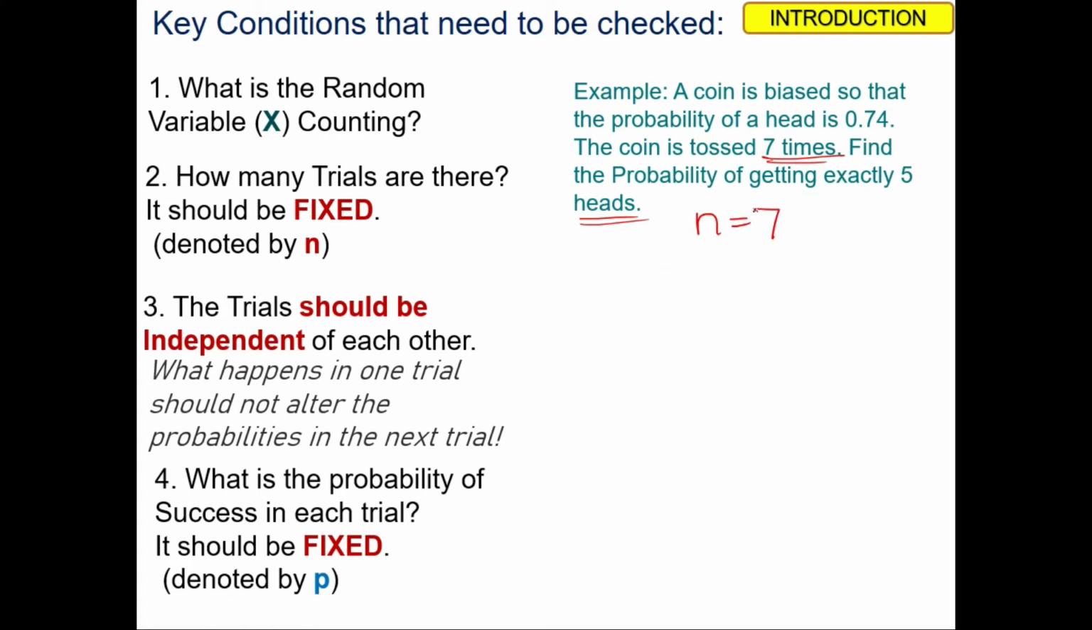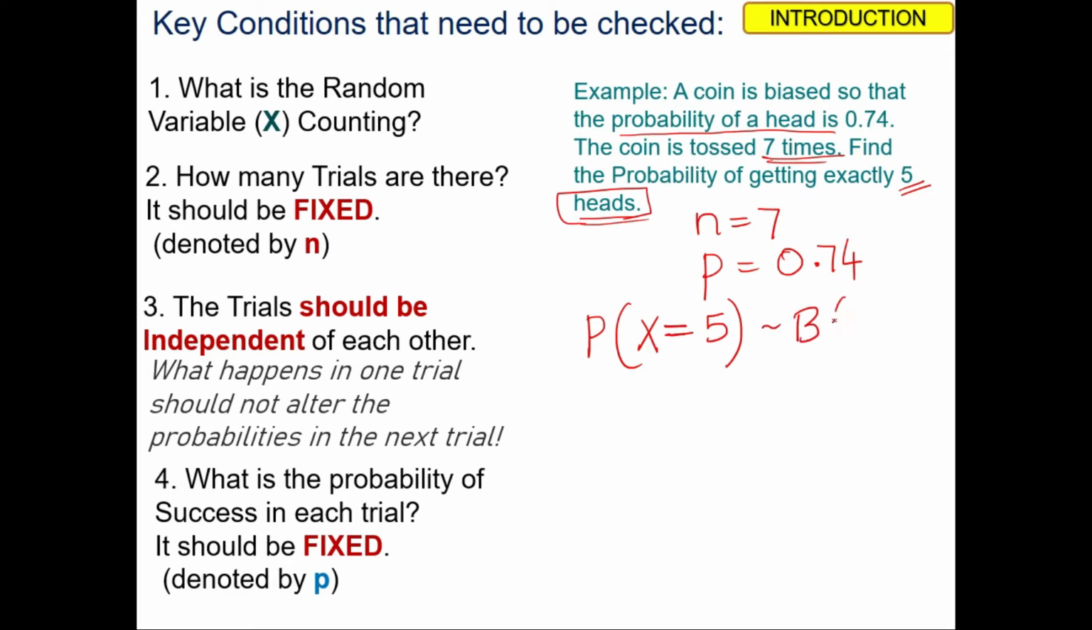And the probability of success. Now your variable is looking for getting a head. So this is the probability of success, getting the head. So your p is going to be 0.74. So we can define the variable as, you're going to find the probability where you have x being exactly equal to 5. So you're going to get a head as your outcome 5 times. And the data is binomially distributed with n equals 7 and p is 0.74.